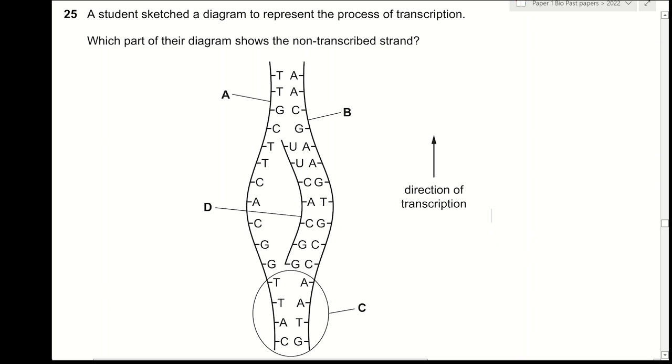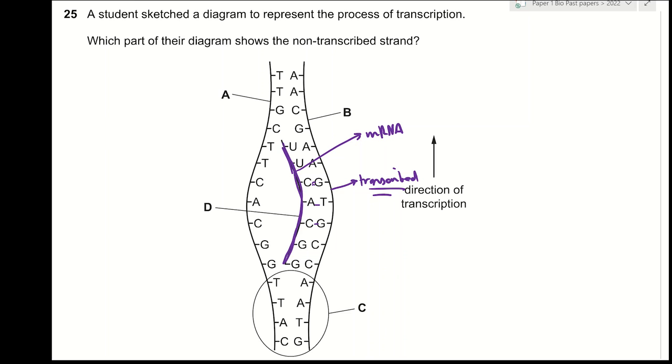Question number 25. A student sketched the diagram to represent the process of transcription. Which part of their diagram shows the non-transcribed strand? So here, the transcribed strand is the one which the mRNA molecule binds to or forms on. So here is the mRNA molecule, and this is the transcribed strand, and this is where they're binding.